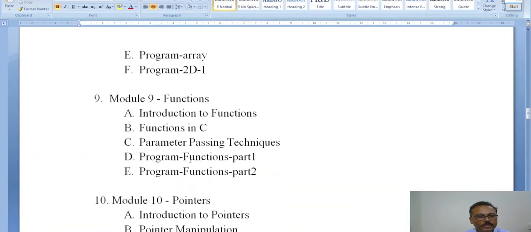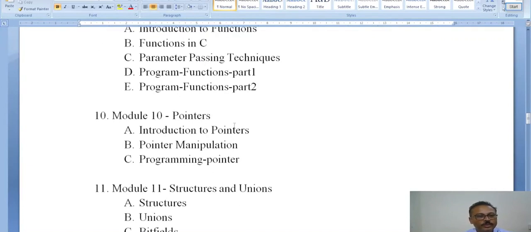Program arrays we'll discuss. Matrices, how do you represent matrices using a two-dimensional array, we'll discuss. And then how do you break the problem into sub-problems and how do you represent each part of the problem as a function, how do you combine the functions, that we'll study as part of functions. And how do you pass input to the function, how do you get the output from the function. Probably you might have seen main with empty parentheses. Actually, even to main, you can pass some data and you can also return some data. How do you do it? That we'll discuss. And then the most powerful feature of C language, pointers.